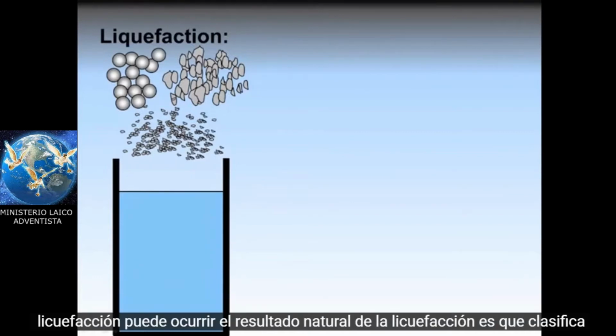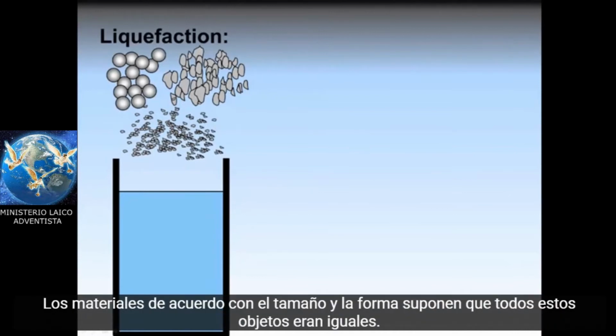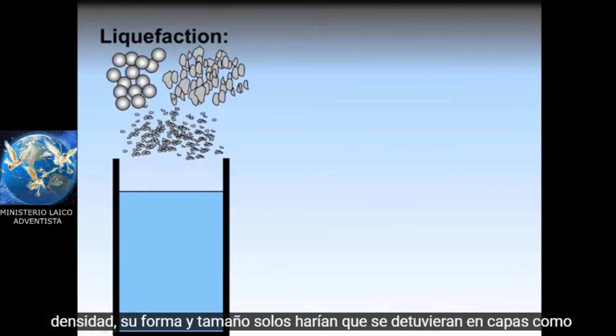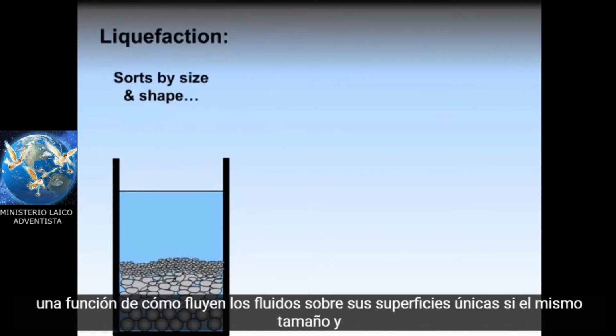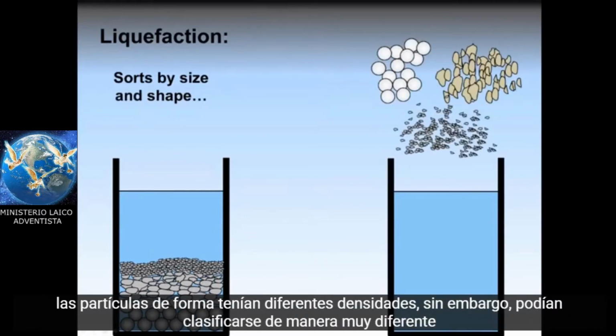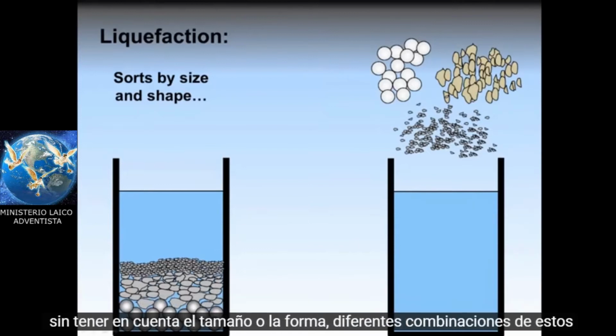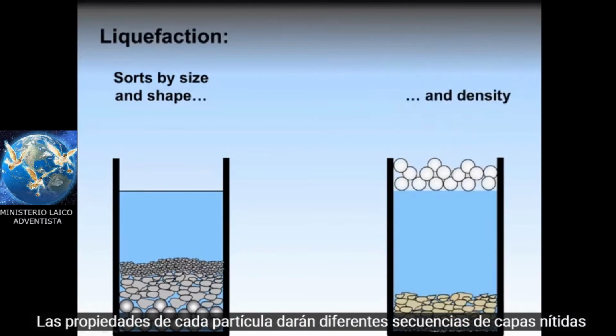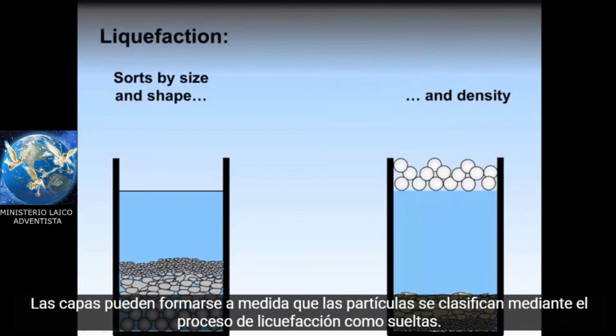The natural result of liquefaction is that it sorts materials according to size and shape. Assume all these objects were the same density. Their shape and size alone would cause them to come to rest in layers as a function of how fluids flow over their unique surfaces. If these same size and shape particles had different densities, however, they could sort much differently without respect to size or shape. Different combinations of these properties for each particle will give different layering sequences. Sharp, even layers can form as particles are sorted by the liquefaction process.